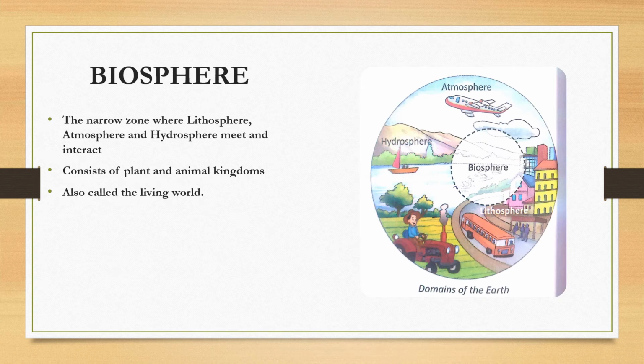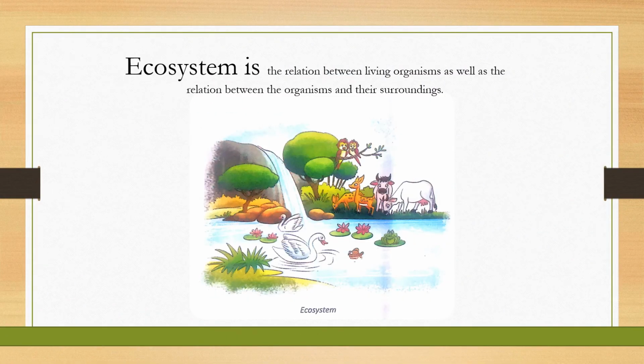The word biosphere comes from Greek and Latin origin. Biosphere consists of plant and animal kingdoms and is also called the living world. Now, ecosystems. All ecosystems reside only in this biosphere. Ecosystem is the relationship between living organisms as well as the relation between organisms and their surroundings. We know that plants, animals, and human beings are interdependent on each other for food and existence.